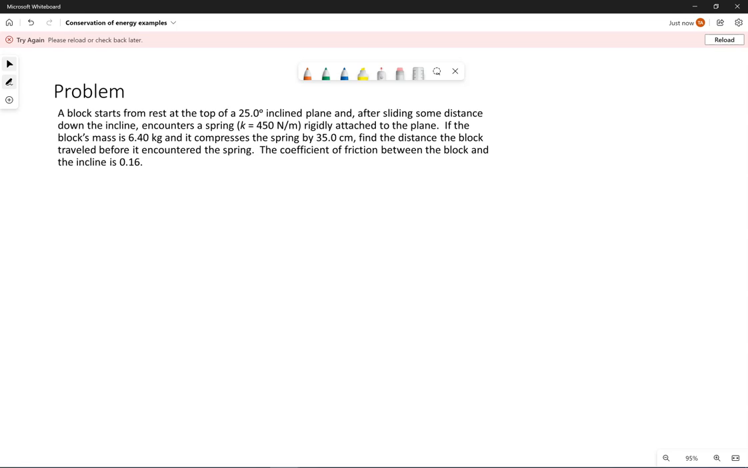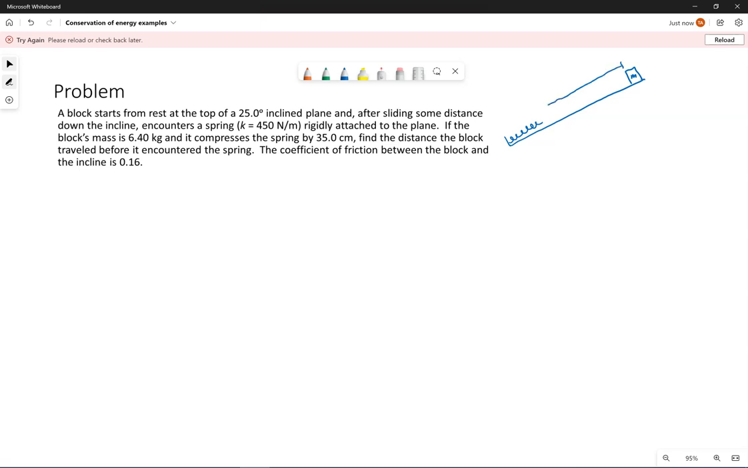One more example problem using conservation of energy. Here we have a block starting from rest at the top of an inclined plane. I'm envisioning it this way. So it says after sliding some distance, here's my block. After sliding some distance, it encounters a spring.